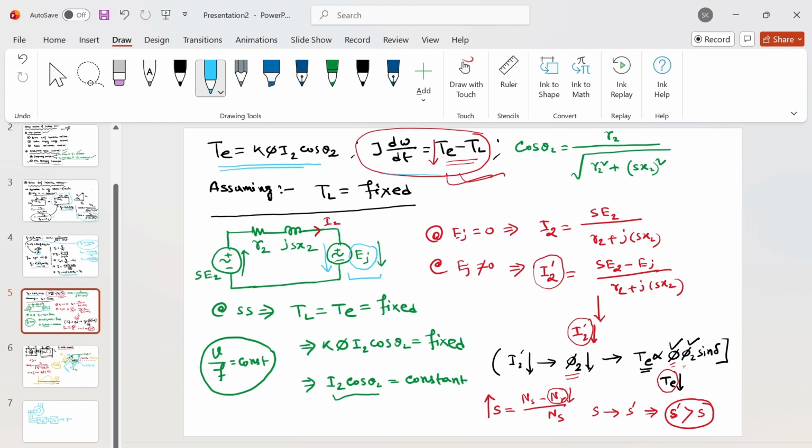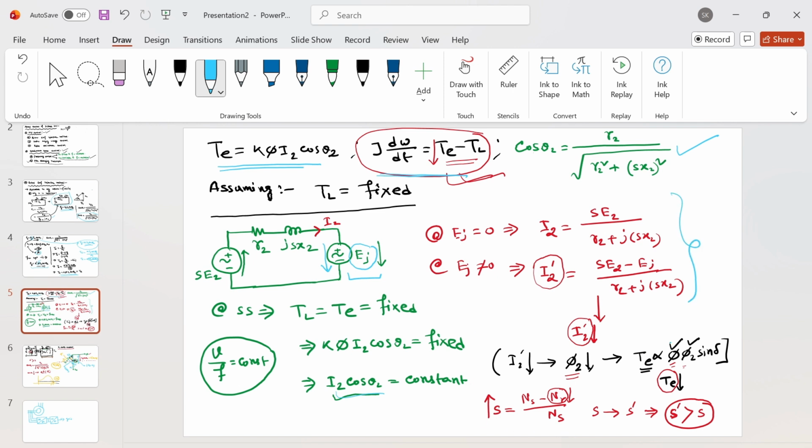And these are the rotor dynamic equations. This is valid for synchronous machines, synchronous motor, generator, whatever you have. Sorry, it is for motors only. TE should be greater than TL, then only the motor will accelerate. So for DC motor, synchronous motor, induction motor and all, this particular equation is valid. And this is the rotor power factor, and here I'm injecting voltage, and I2 cos theta 2 must be constant. I hope this is clear.